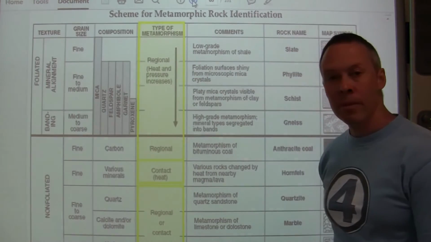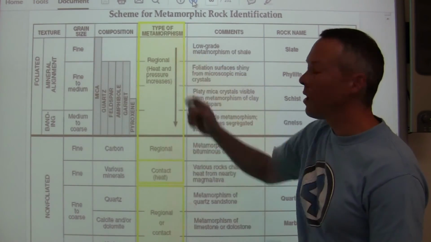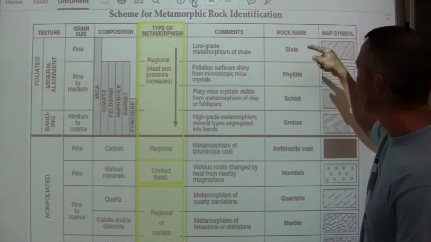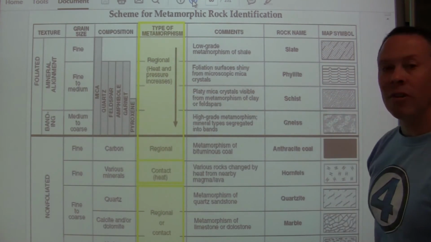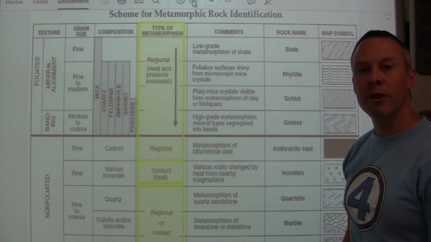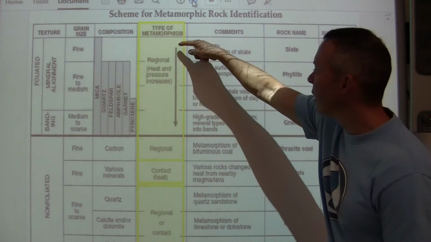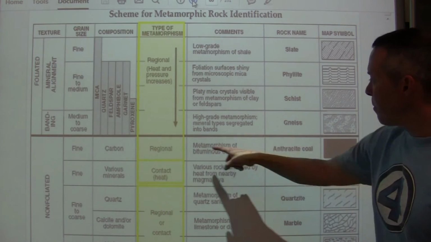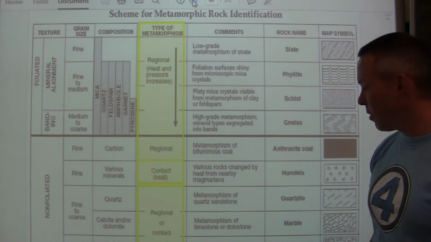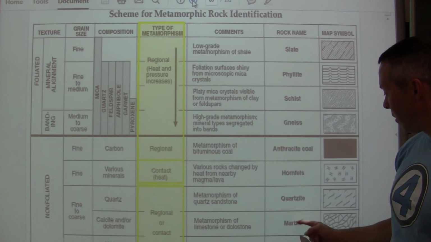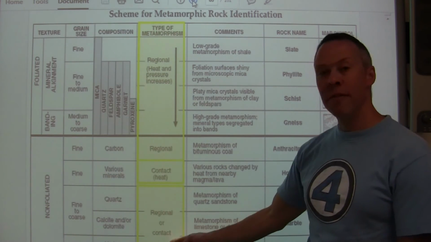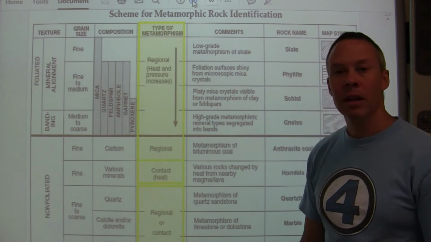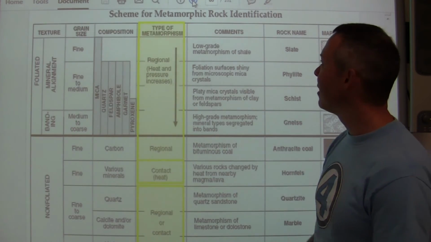Regional metamorphism. On your reference tables, if you look in the middle of the chart, you'll see the type of metamorphism. So you can see up here, regional: slate, phyllite, schist, and gneiss. All of those are formed from the pressure of regional metamorphism. And they're telling you as you go down, the heat and pressure increases. Regional metamorphism is also how anthracite coal is formed. And then the bottom three, quartzite, marble, and metaconglomerate, can be formed by regional or contact. Hornfels is the only metamorphic rock that is solely formed by contact metamorphism.